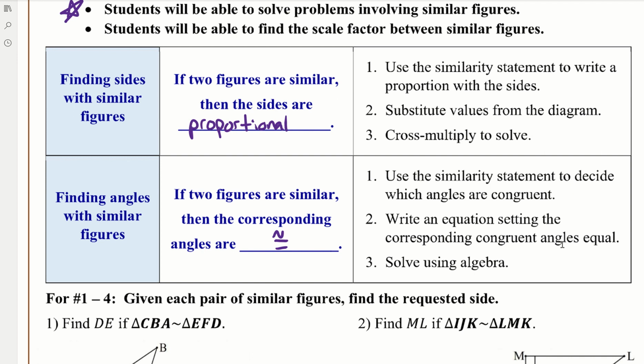And sometimes we have to solve for the angle measure using algebra. Okay, so we'll have plenty of examples for this, but the big deal here is that you must use your similarity statement to decide which angles are corresponding.